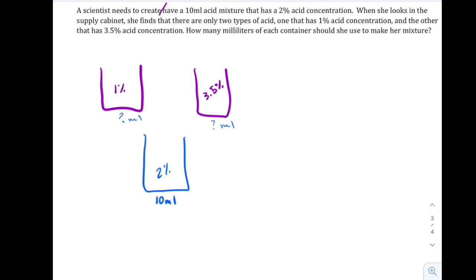So let's write our variables. Maybe I'll say A will be milliliters of the 1% mixture or concentration.